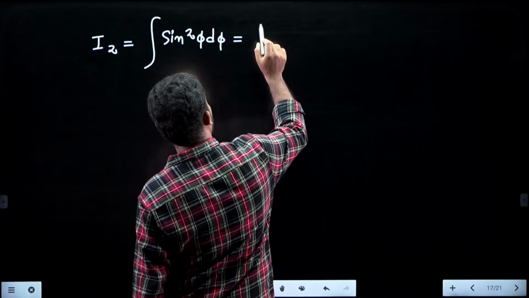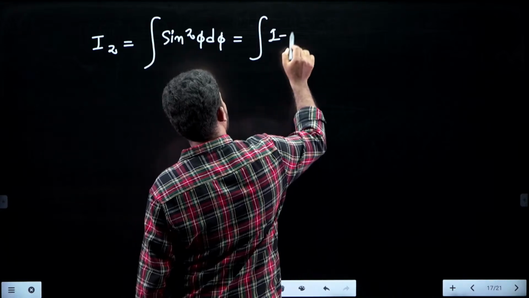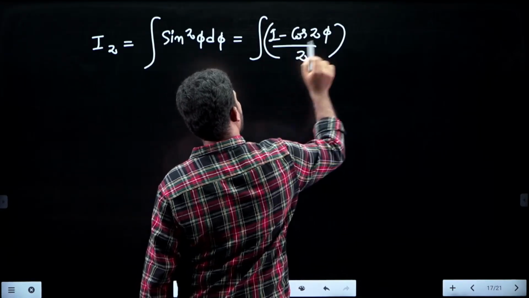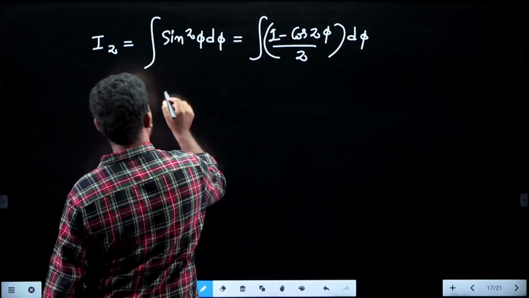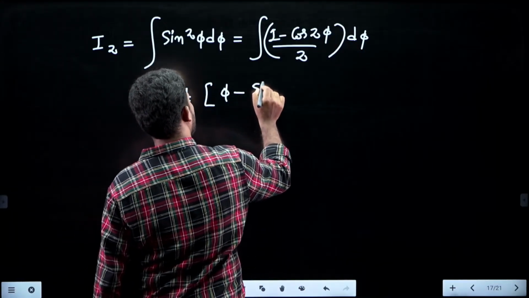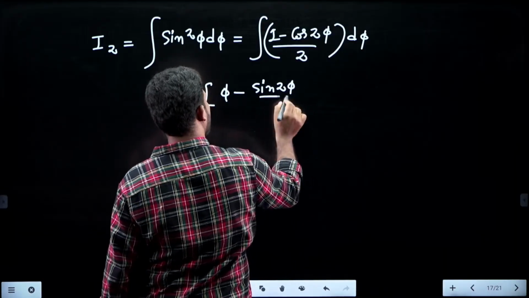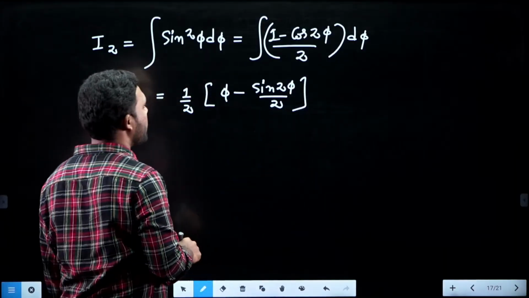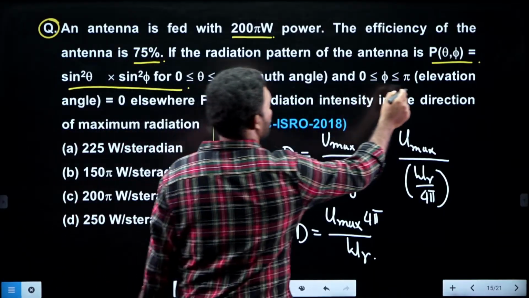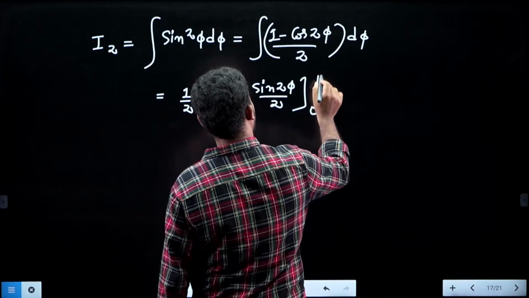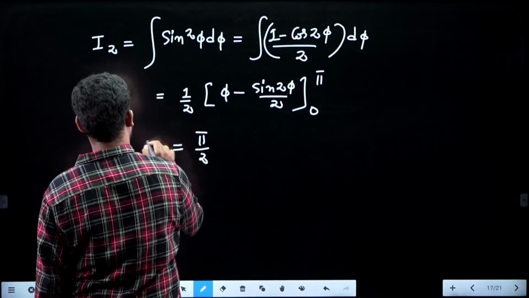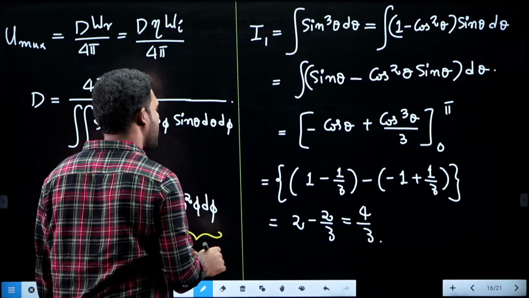Fine. So this is 1 minus cos 2 phi by 2 into d phi. So it is 1 by 2 into phi minus sine 2 phi divided by 2. Phi is ranging from, it is also mentioned, the phi value is also from 0 to 2 pi. Substitute upper limit minus lower limit, it is pi by 2. All the lower limits are 0. So you have got I1 and I2.